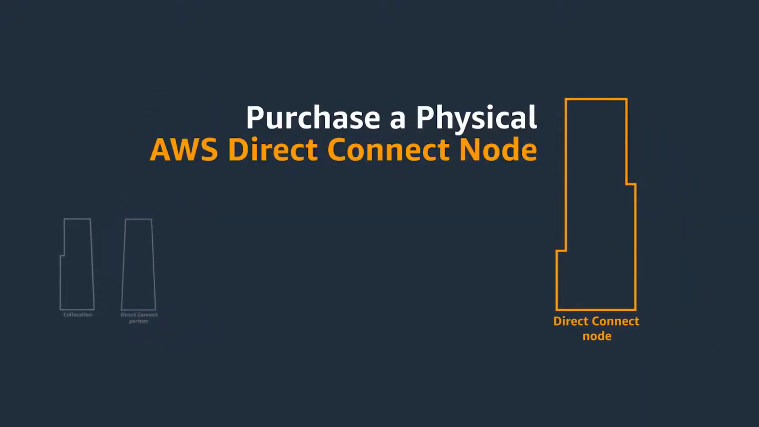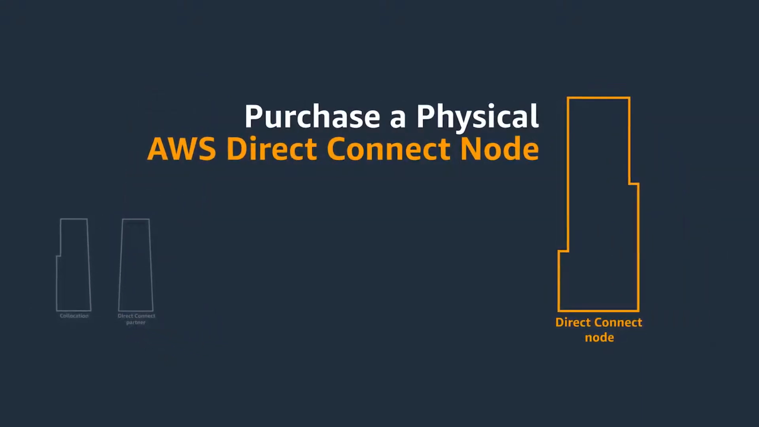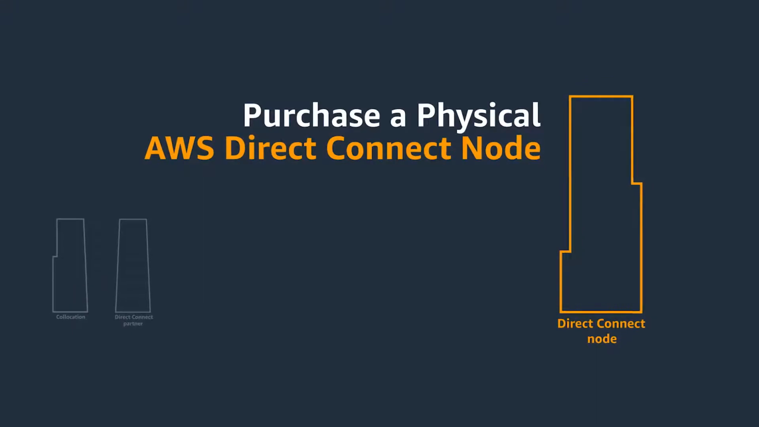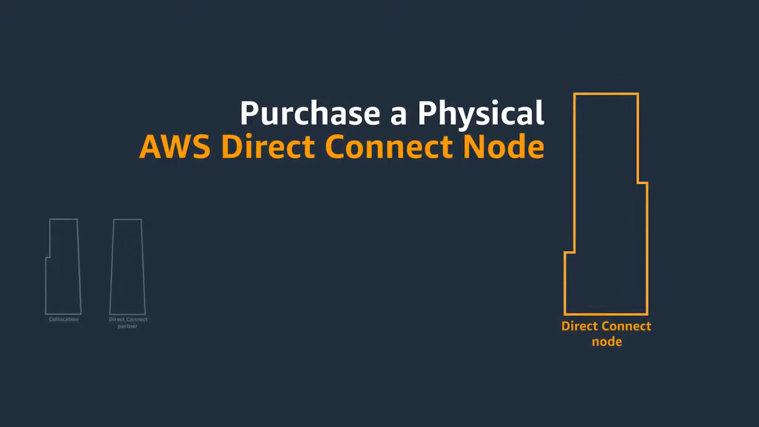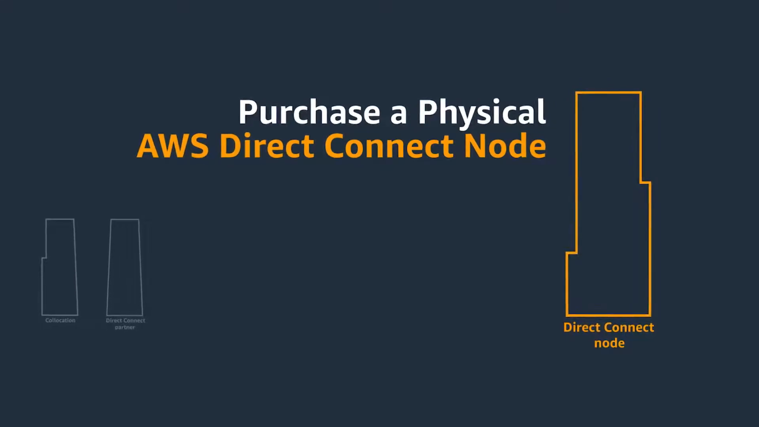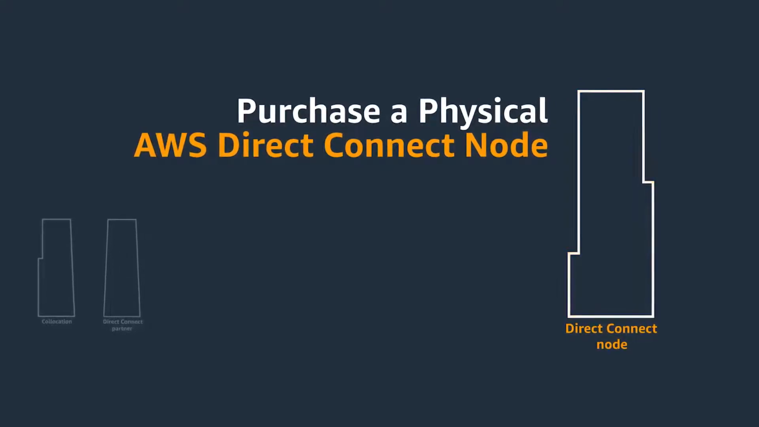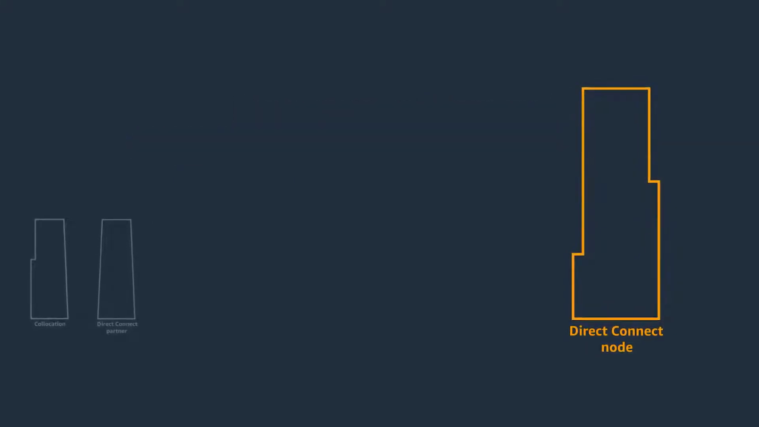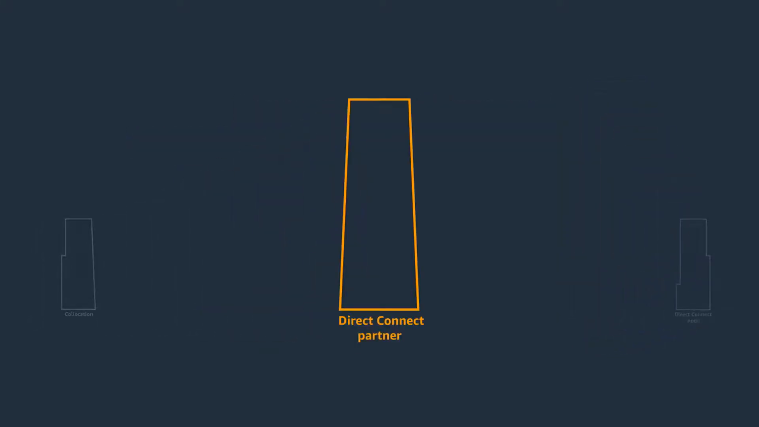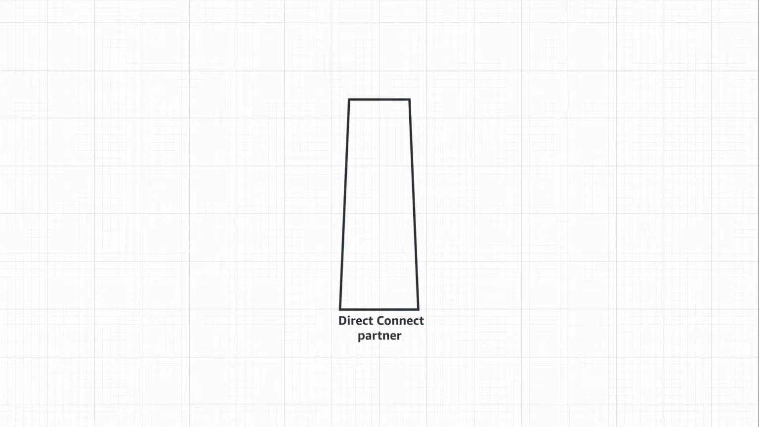The third and final option is to reach an agreement with AWS to make a direct physical connection from your on-premises location to a Direct Connect node. When you do this, you are responsible for all of the equipment from the node to your location. Speak with your AWS representative for more information if you are interested in this option. For this scenario, we will use contracting with a Direct Connect partner.